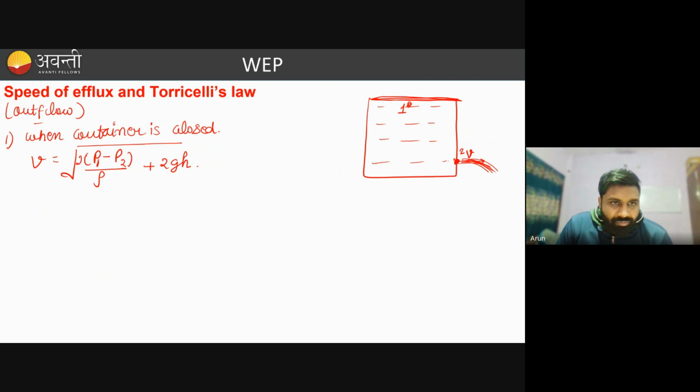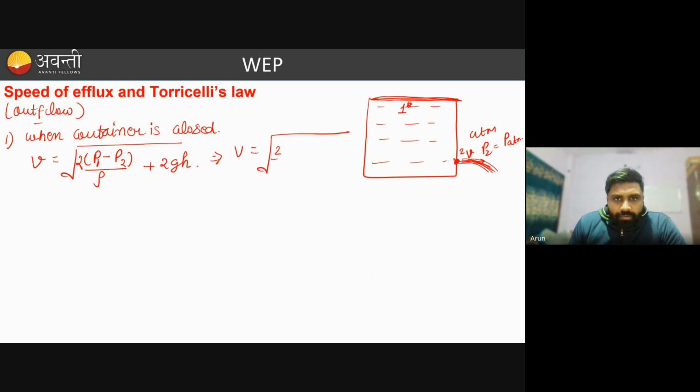So this is the speed of efflux, and here we also have 2 by rho (P1 minus P2) plus 2gh. If this hole is open to the atmosphere, P2 you can also take as P atmospheric. So finally this expression reduces to V is equal to the square root of 2 upon rho, where rho is the density of the fluid which is coming out, times (P1 minus P atmospheric) plus 2gh. This is the actual formula for speed of efflux.